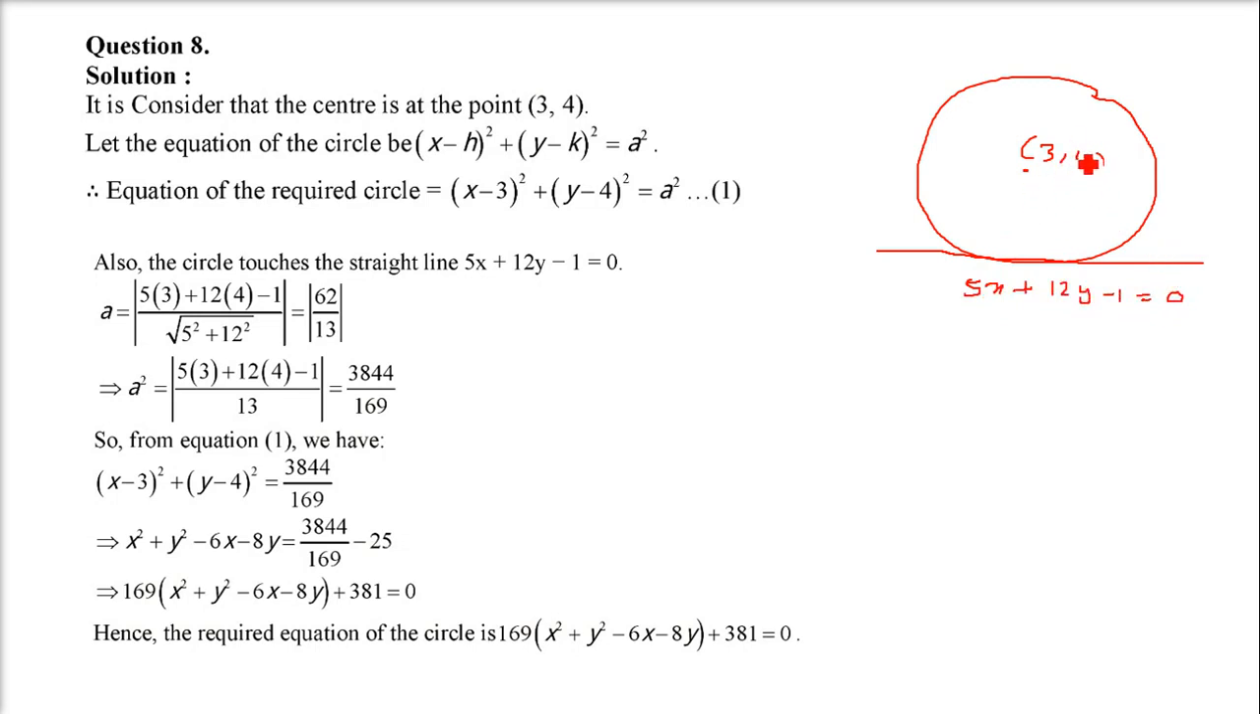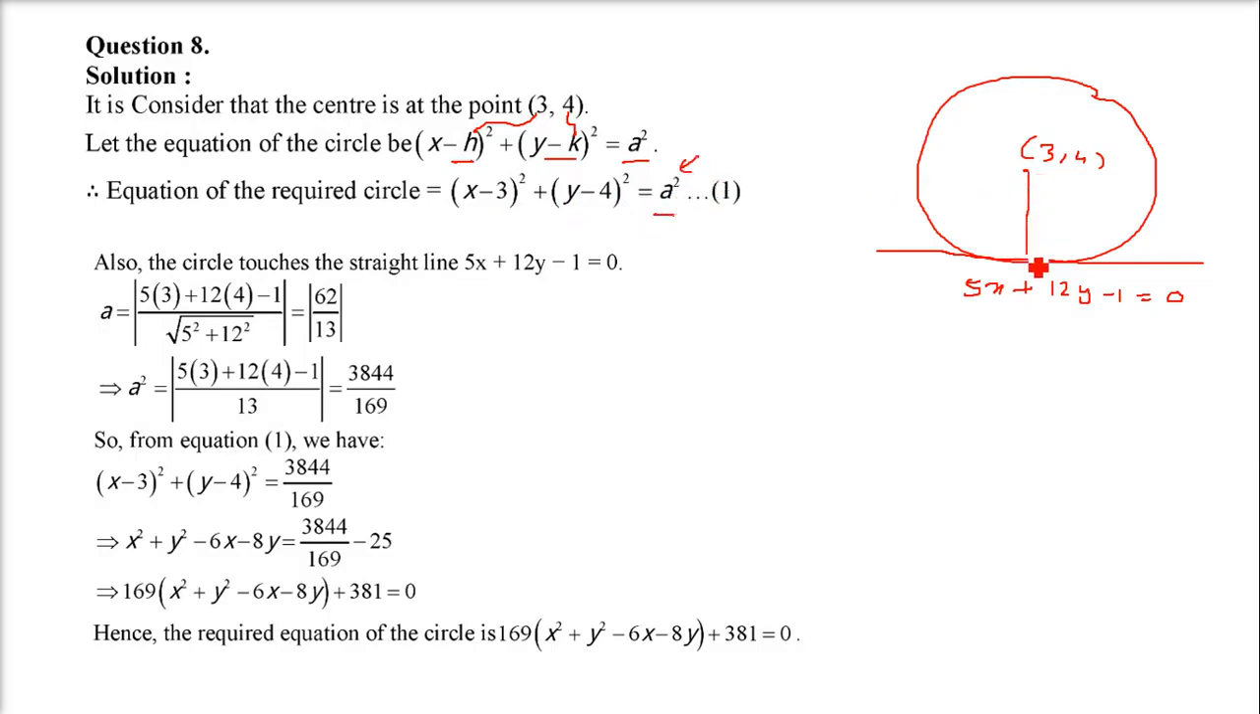First of all, we have a circle. So (x minus h) whole square plus (y minus k) whole square equals a square is the standard equation. Put h as 3 and k as 4. So (x minus 3) whole square plus (y minus 4) whole square equals a square is our equation. Now we need to find out a. Rest all is known. a is to be known. But how do we find a?